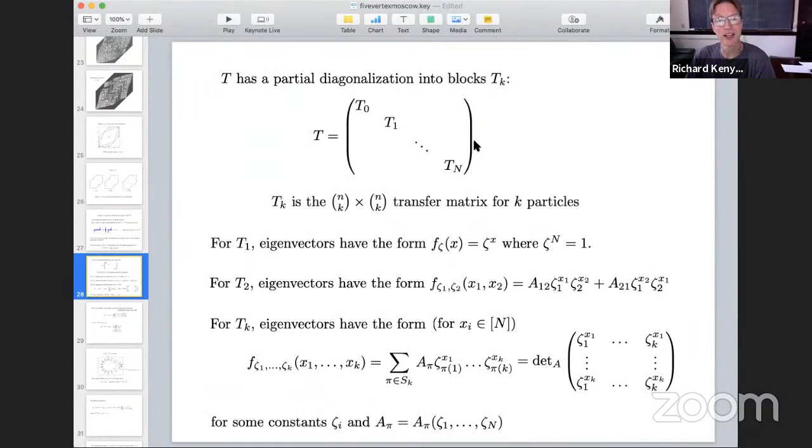There's some partial diagonalization you can do because the number of particles is preserved, the number of paths is preserved from one row to the next. So you can split the matrix into n plus one different blocks, where on each block T_k you have only k particles. So you've reduced your work a little bit, but it still looks impossible.